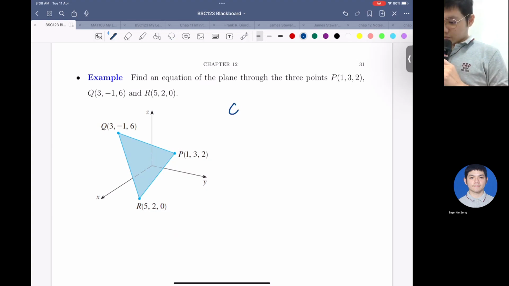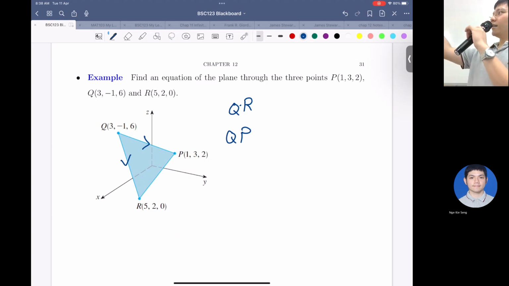Q, QR, and what? QP. Okay, let's try. So QR is where? QR is here. QP is, sorry, QP. Okay. Oh, QP is here. Okay.